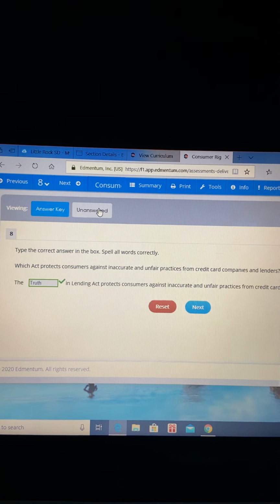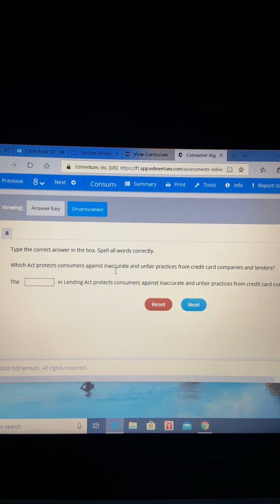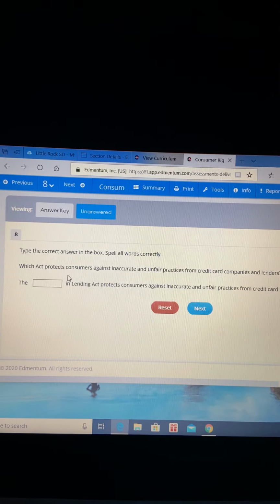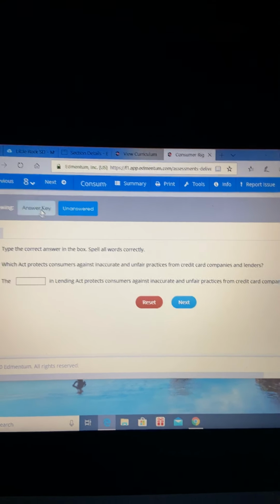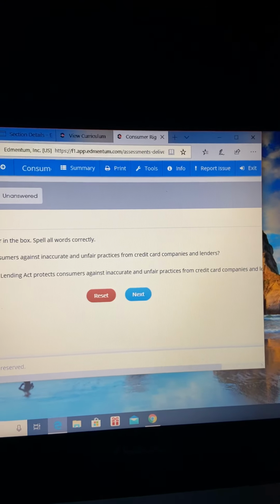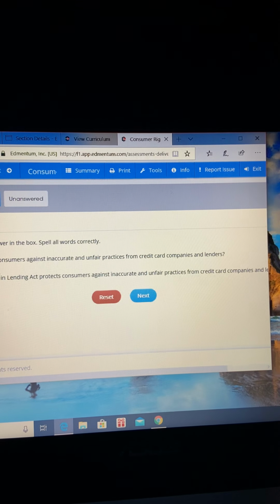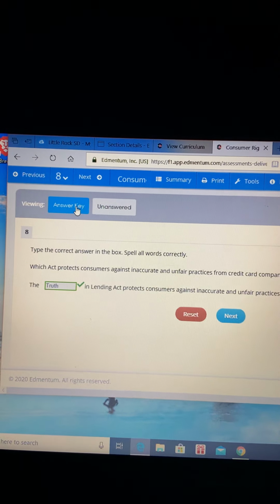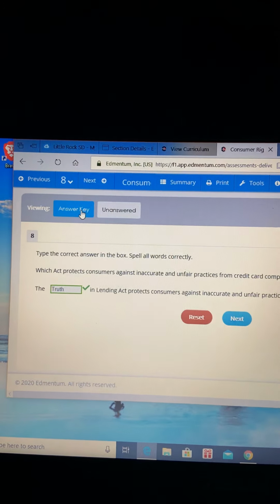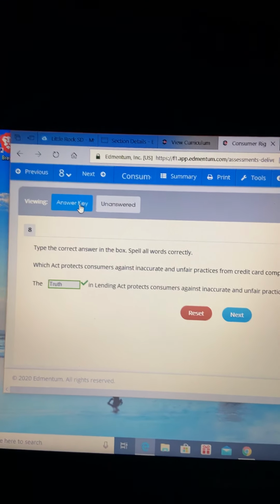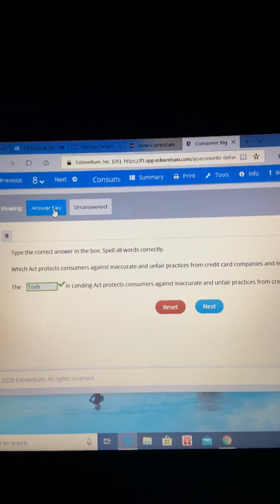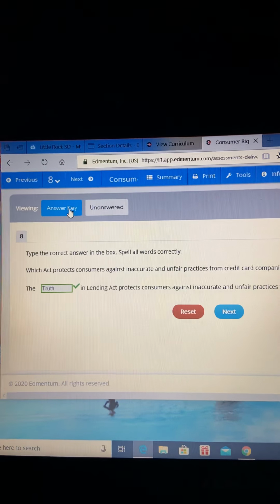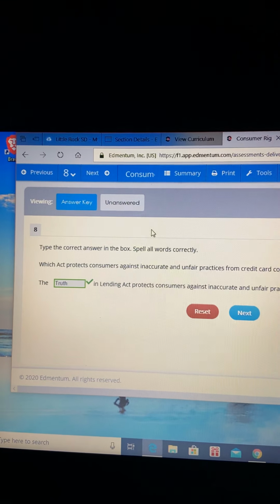Okay, sorry. Which act protects consumers against inaccurate and unfair practices from credit card companies and lenders? The Truth in Lending Act protects consumers against inaccurate and unfair practices from credit card companies and lenders. So, truth. They can't lie to you. There you go. Credit card companies and lenders, or people who are loaning you money, cannot lie to you. It's illegal because of this.